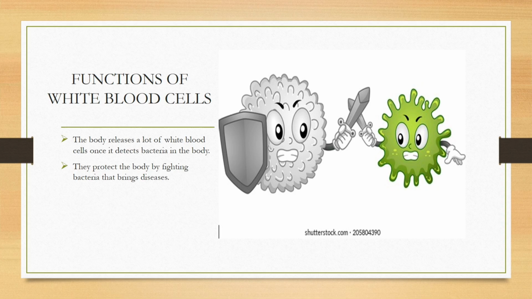guy there, symbolizing the white blood cell. Then we have the green guy there, who is simply representing the foreign bacteria. What happens is that once a bacterium enters our bloodstream, white blood cells will be produced and they will fight against the infection.